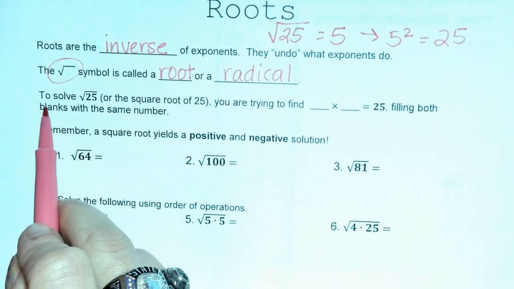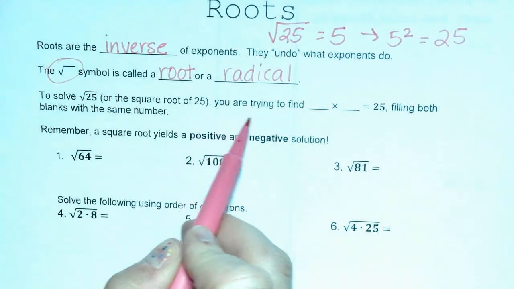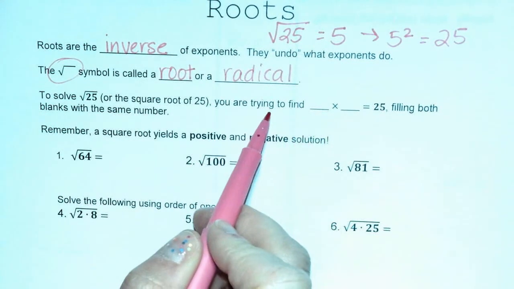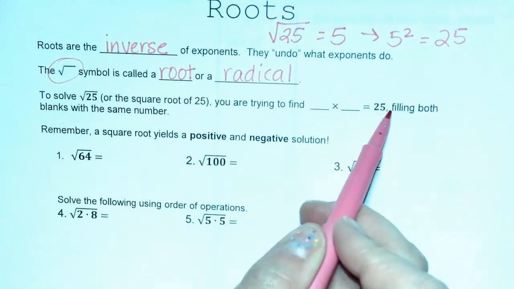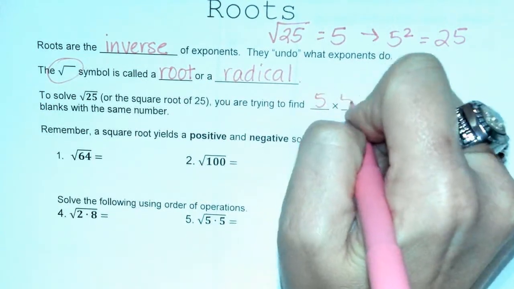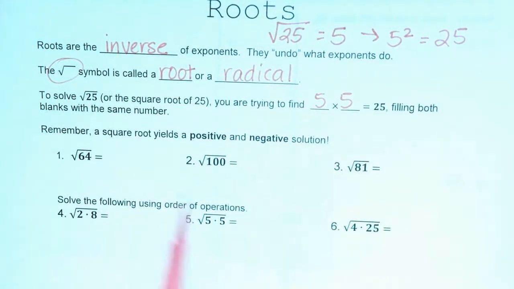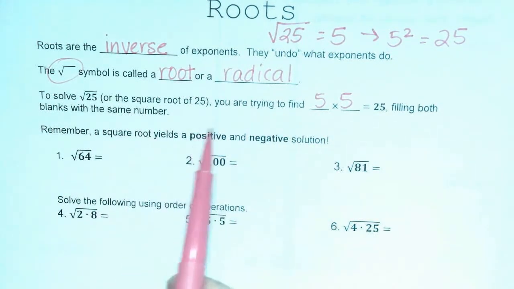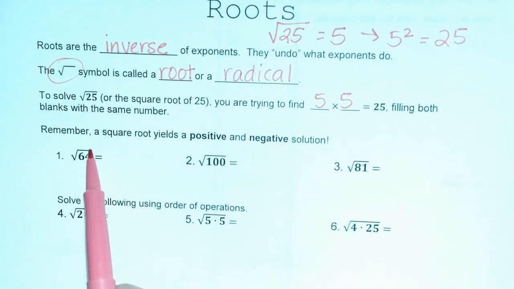Okay, so to solve the square root of 25, you're trying to find blank times blank. It's one number times itself that will equal 25. We know it's 5 times 5 because both blanks have to be filled with the same number. Hence, a number times itself.